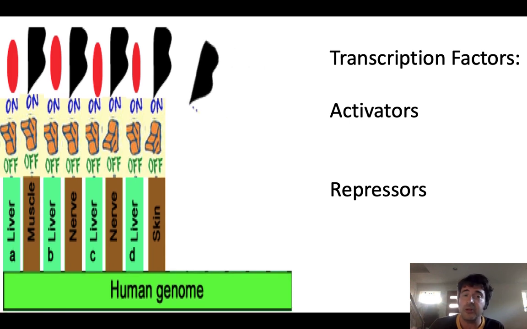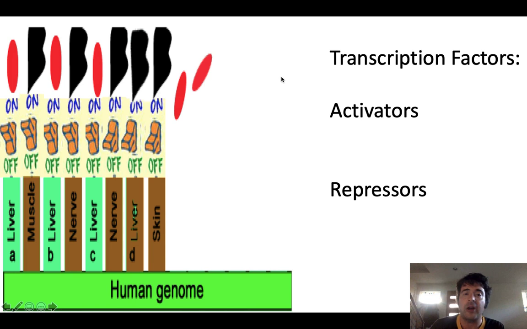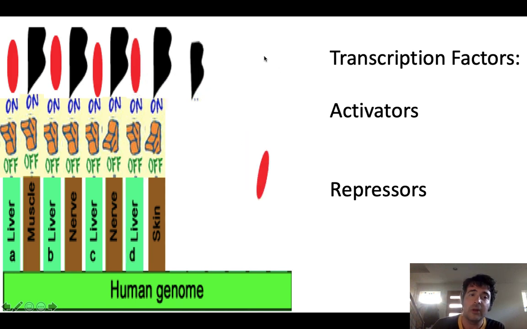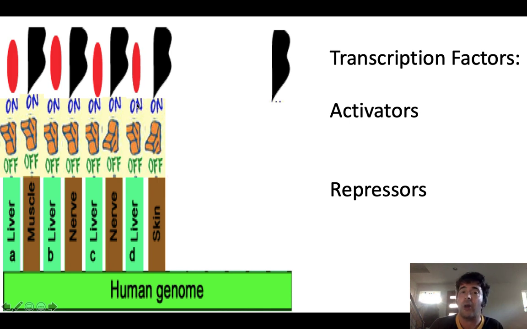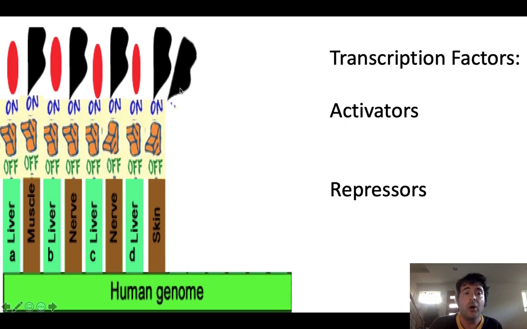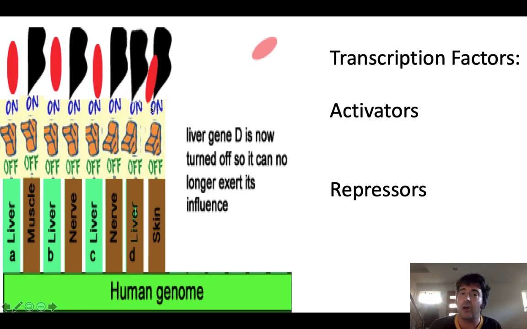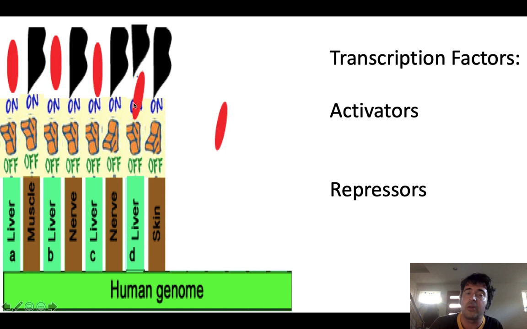Now, transcription factors. You have a couple of different types of transcription factors. You have what are called activators and repressors. Transcription factors are essentially proteins that bind to specific segments of DNA, and they either turn genes on if they're activators or turn genes off if they're repressors. So not all your genes in all your cells are turned on or turned off at the same time, right? You turn on genes in accordance with the needs of the cells.